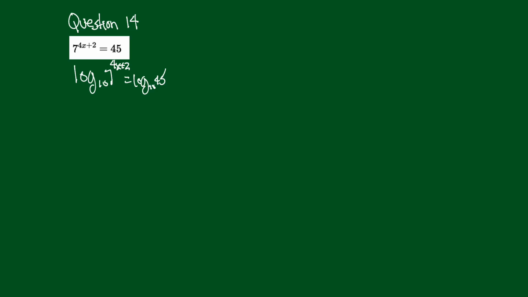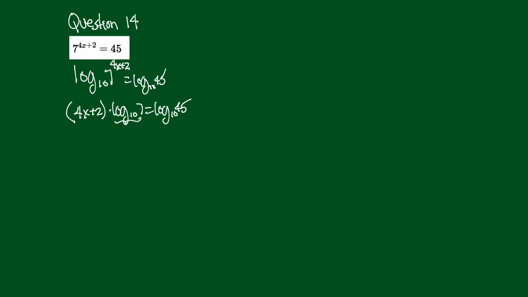And now, using the properties of logarithms, I'm going to take that exponent, bring it down in front as a multiplier. But I want all of it, so I need parentheses. So use parentheses to capture all of it. Quantity 4x plus 2 times log base 10 of 7 is equal to the log base 10 of 45.